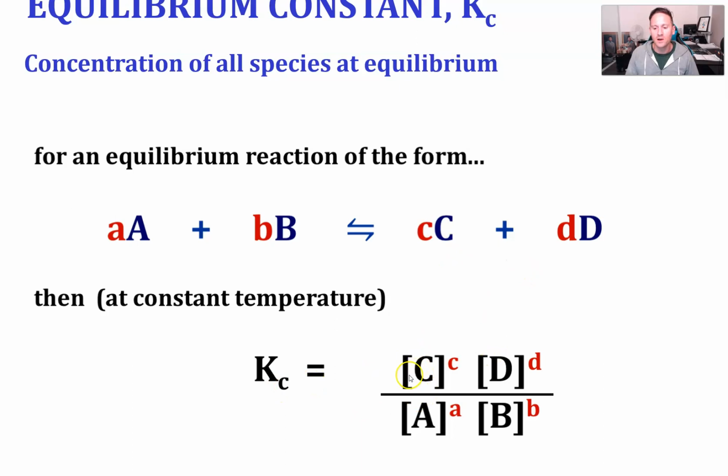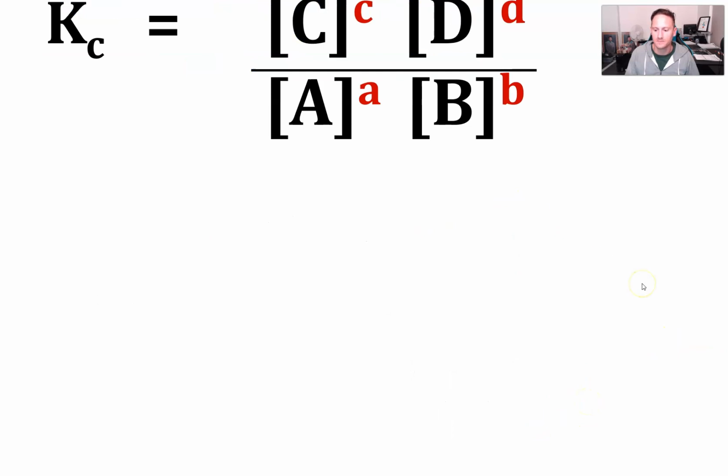So Kc is the concentration of C, which is our first product, to the power of the coefficient, multiplied by the concentration of D in moles per litre to the power of the coefficient, divided by the concentration of A in moles per litre to the power of that coefficient, multiplied by the concentration of B to the power of that coefficient. So Kc is always looking at a forwards reaction. It's the value that indicates the extent to which the forwards reaction occurs.